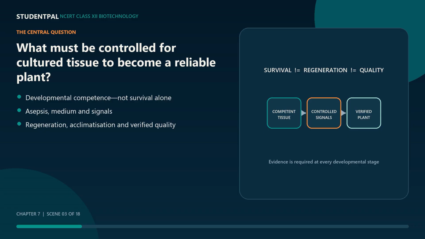Three layers matter. Biological competence depends on genotype, tissue age, physiological condition, and totipotent potential. Culture control includes surface treatment, asepsis, nutrients, pH, physical conditions, and growth regulators. Product validation checks rooting, survival outside culture, phenotype, health status, and genetic stability. A callus does not automatically prove totipotency, and a shoot does not yet equal a field-ready plant. Reliable plant tissue culture therefore connects cellular response to organized development, whole plant establishment, and evidence appropriate to the intended application.